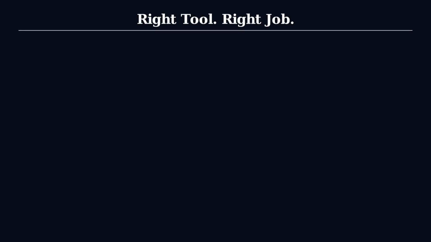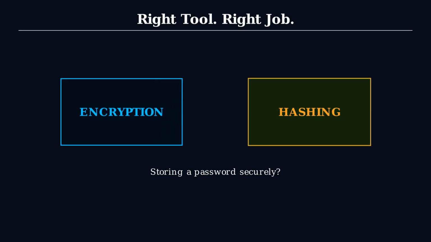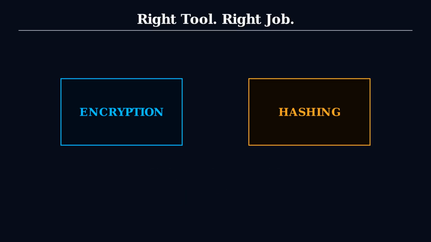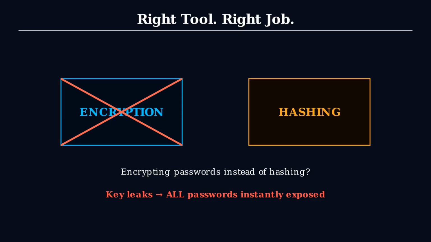Here is the rule. Storing a password, hash it. Never encrypt it. Sending a secret that someone needs to actually read later, encrypt it. Never hash it. The classic mistake is encrypting passwords instead of hashing them. And this mistake has caused some of the biggest data breaches in history. Why? Because encryption requires a key, and if an attacker finds that key, every single password in your database is instantly readable. With hashing, even if an attacker gets the entire database, they still cannot reverse the hashes without enormous effort. Right tool, right job.